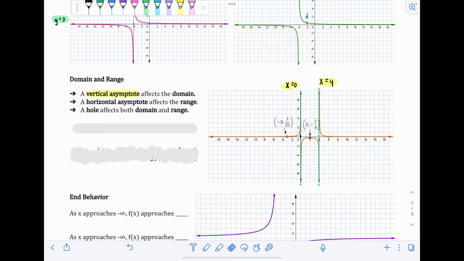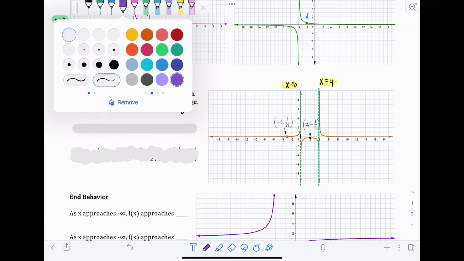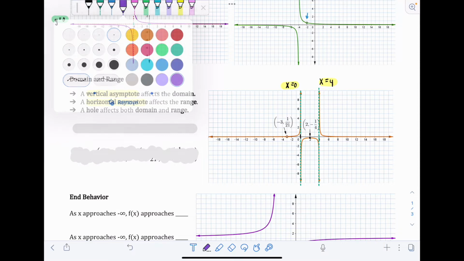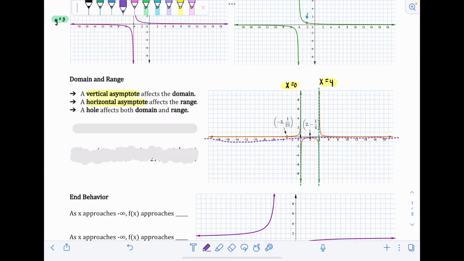And then for horizontal asymptotes, I'm going to leave that there. Horizontal asymptotes impact the range of the graph. This graph just has one horizontal asymptote. We'll draw that in right here. And horizontal asymptotes are always y equals, and then whatever y value they cross through on the y-axis, which is y equals 0, exactly on the x-axis. So it'd be y equals 0.